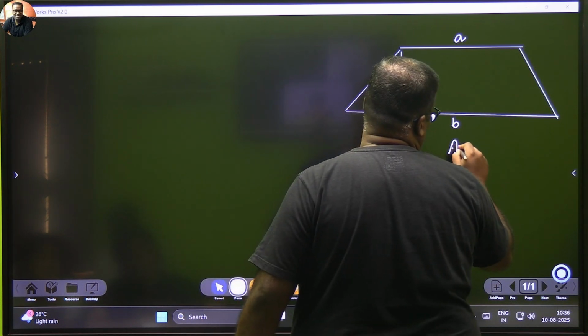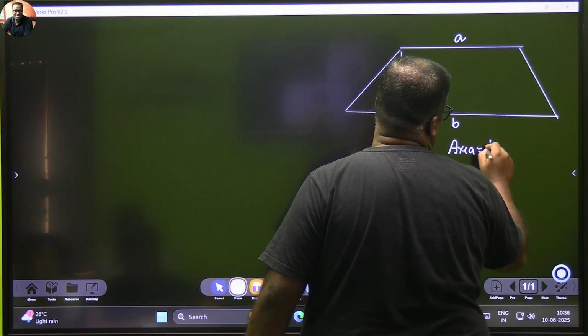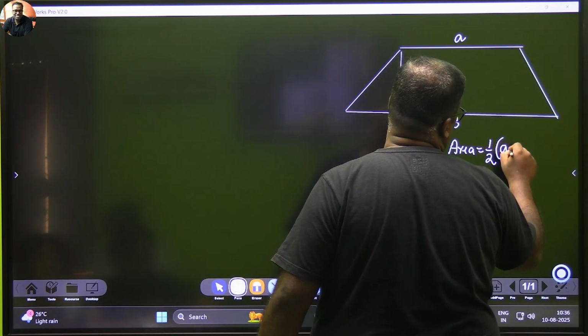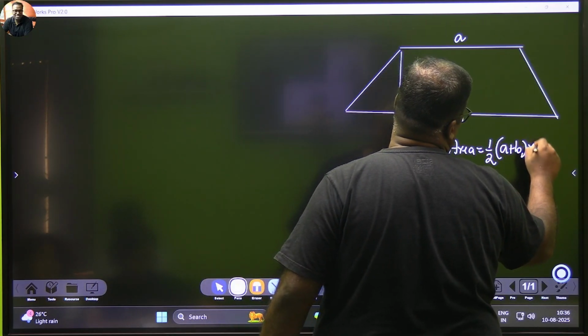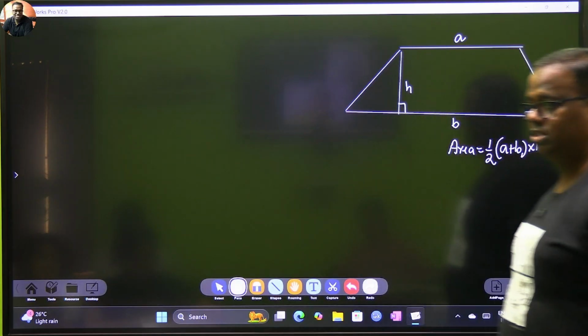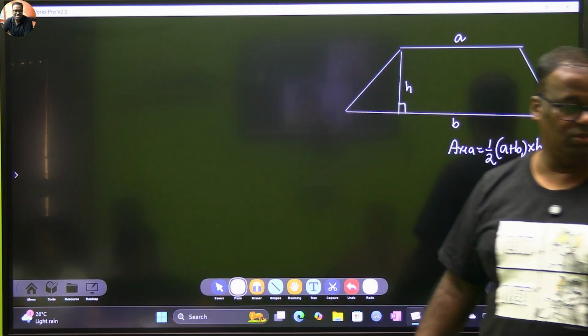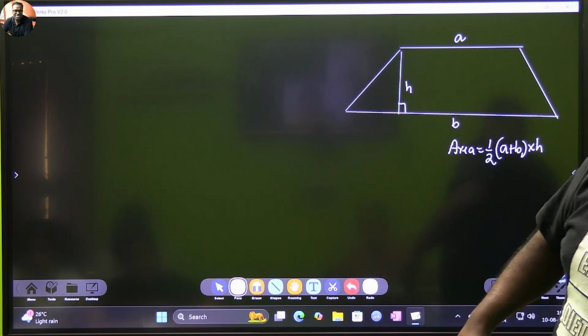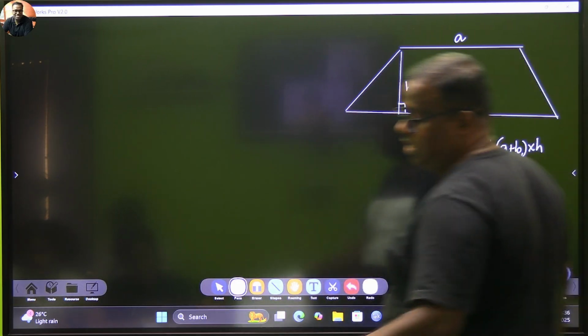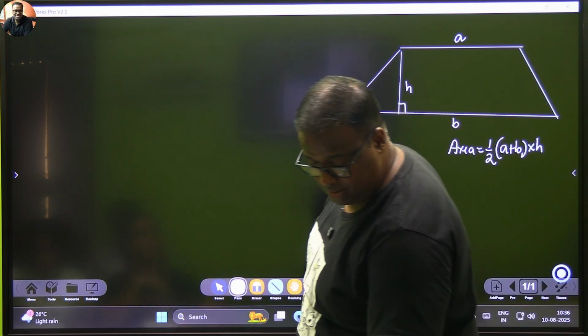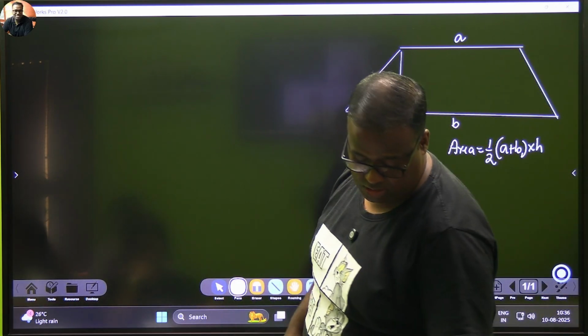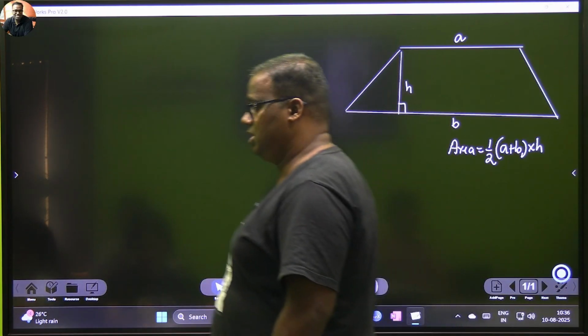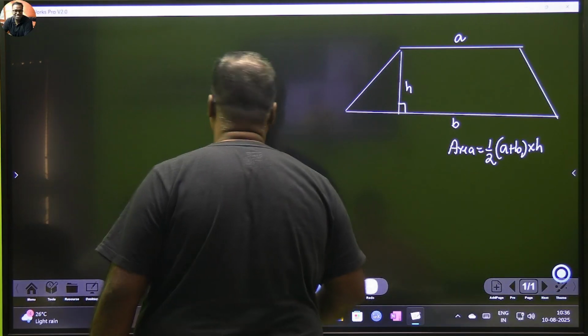Then the area of the trapezium is given as half into the sum of the parallel sides into the perpendicular distance between them. Okay? And we now start doing our problems. So let's pick up some really interesting problems. Let's say we come down to page number 206 and we look at example 6.